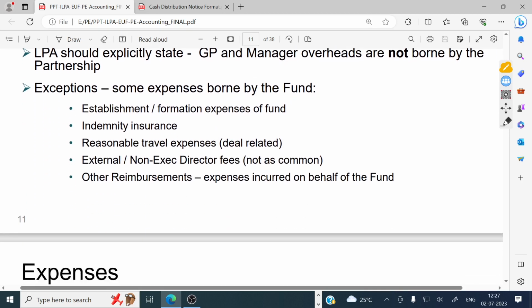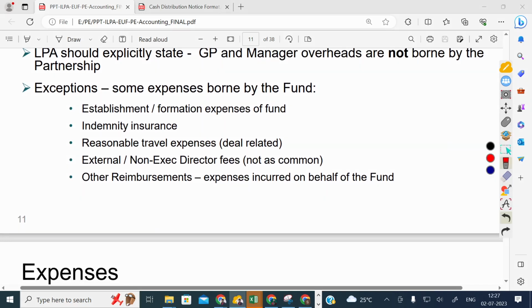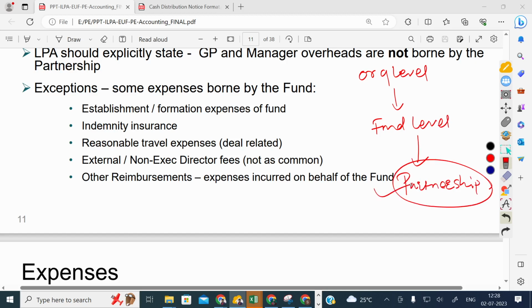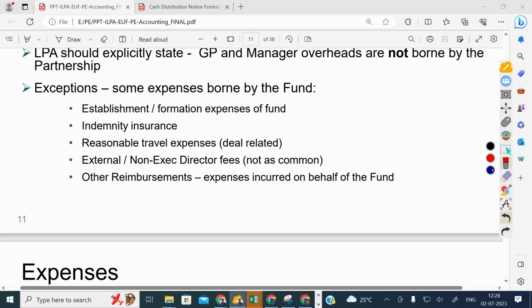So it means there would be different levels of expenses. One is org level. Another one is your main fund level, right? And third level is your partnership level. Only partnership level expenses you can allocate to the partners. Fund level, that depends what are the expenses, nature of expenses and all. Org level expenses you cannot allocate to the partnership. That's very simple. So it means only expenses that you can allocate which are related to the partners.